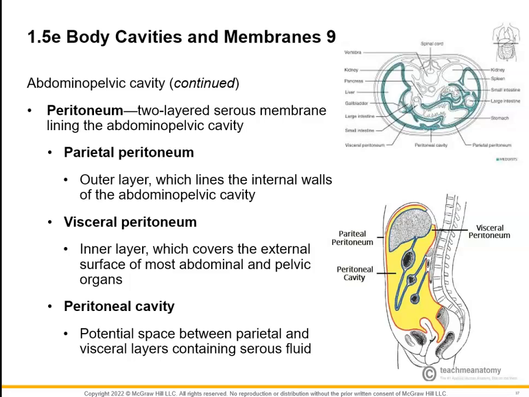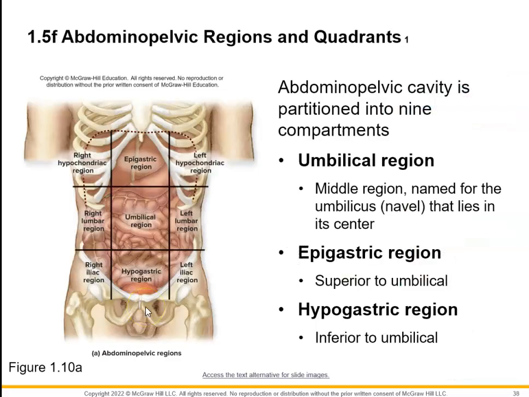Now, just like we saw serous membranes lining the thoracic cavities and organs, we have serous membranes that line the abdominopelvic cavity and some of the organs as well. We call this serous membrane the peritoneum. It, just like we saw with thoracic, is a two-layered serous membrane that lines the abdominopelvic cavity, so we refer to that layer as the parietal peritoneum, and lying on most of the abdominopelvic organs, we have the visceral peritoneum, and of course the peritoneal cavity is the space between the two membranes filled with serous fluid and containing the organs.